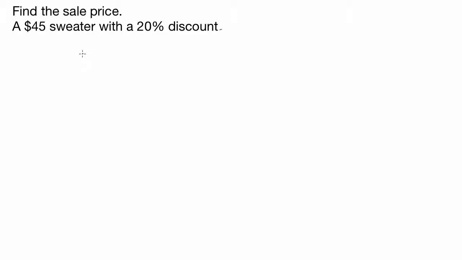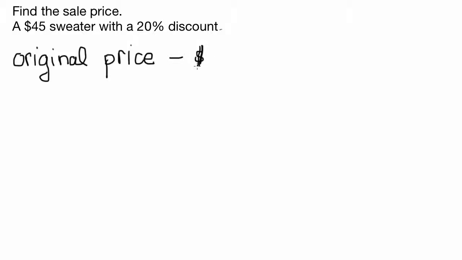Now we're going to assume there's no tax, so it's just a $45 sweater with a 20% discount, okay? What you want to remember and keep in mind is that if you're trying to find a sale price, it's always going to be the original price minus the dollar discount. And why I say dollar discount is because if I say discount, I could mean percent discount. So the dollar discount, and that's going to equal the sale price.